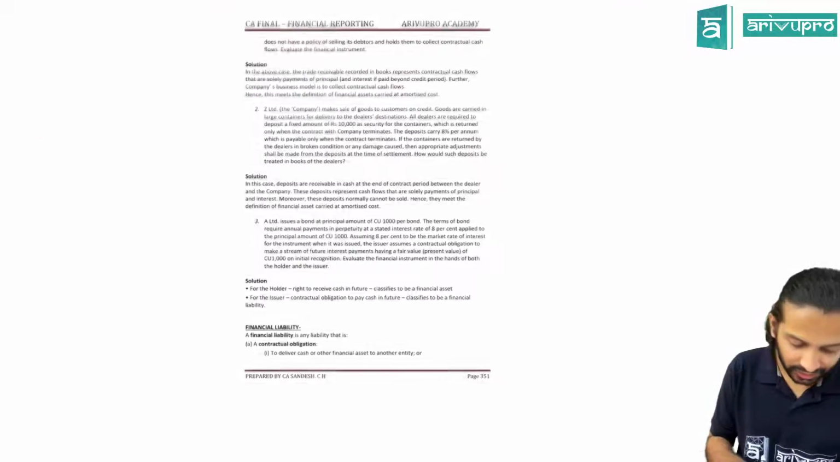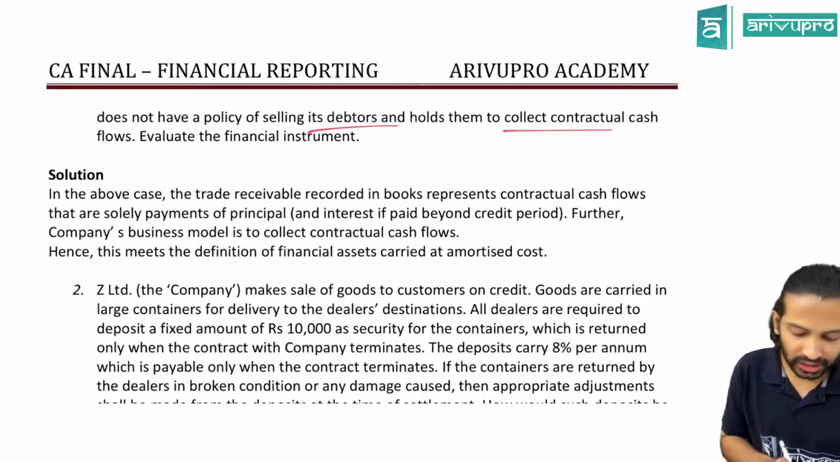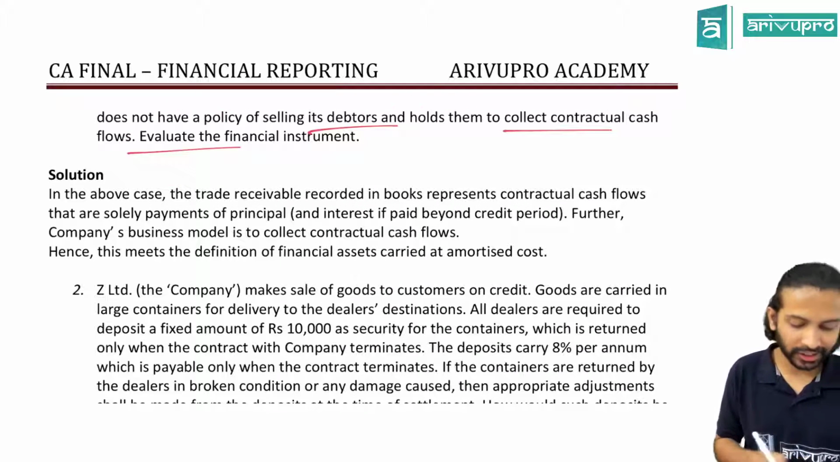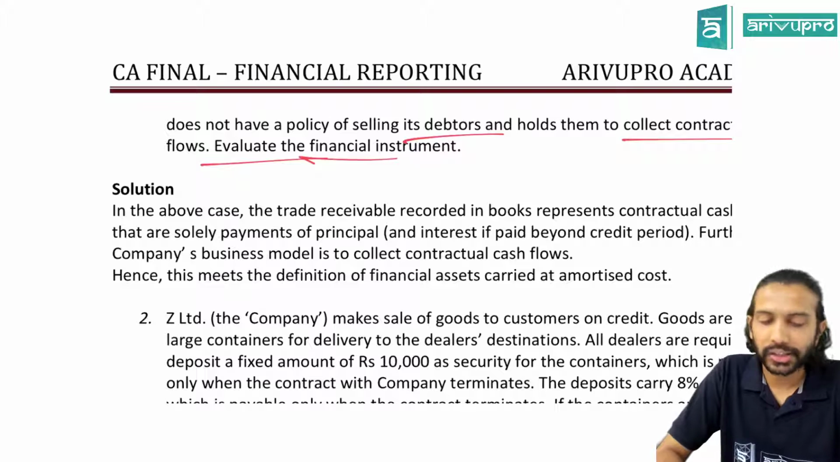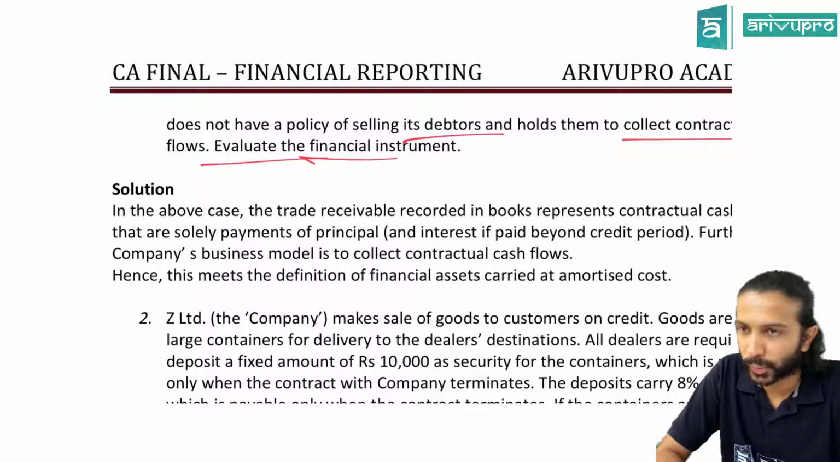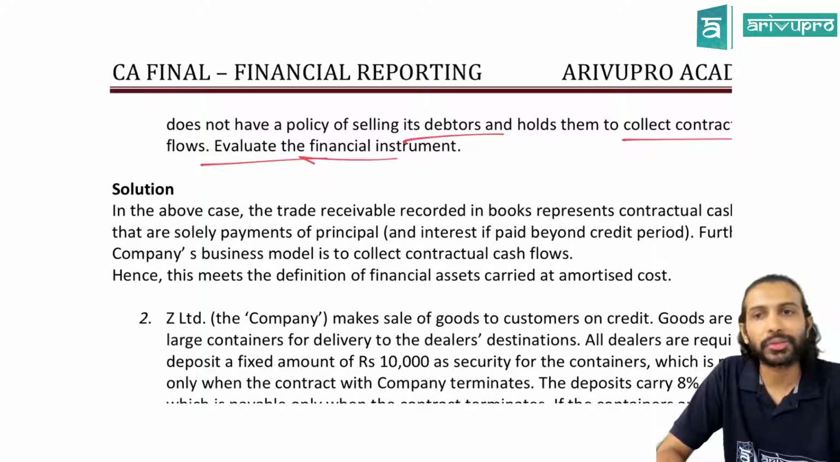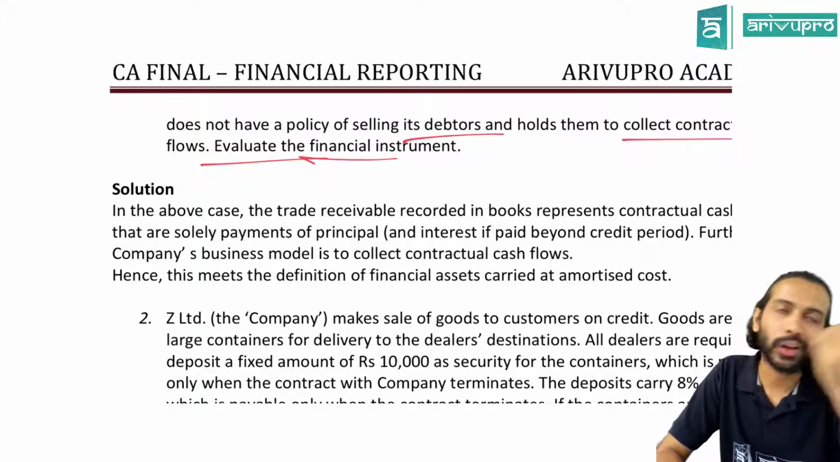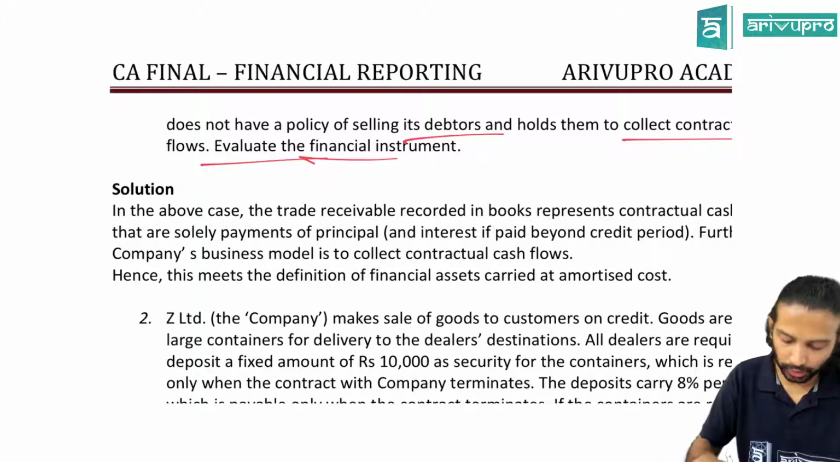So they are saying the company does not have a policy of selling its debtors and holds them to collect contractual cash flows. Actually, this is related to the method. Leave that for the time being. Evaluate the financial instrument. So basically, they're asking whether it's a financial asset, financial liability, or equity. So what is this now for this company? We have a debtor. Debtor means we have a right to receive cash. Once right to receive cash gets established, obviously they are what? Financial assets. Are we okay?